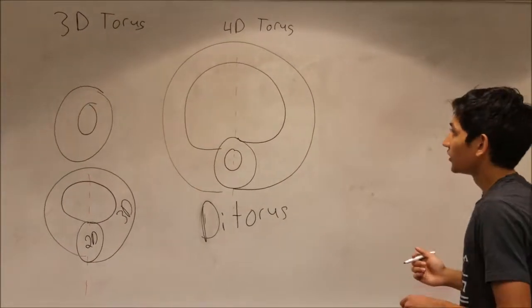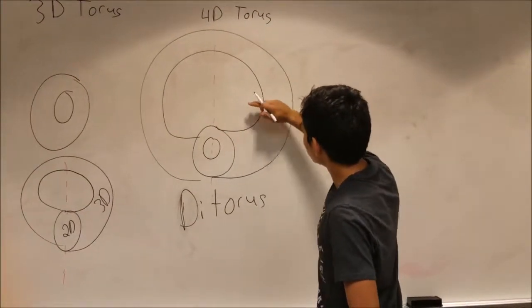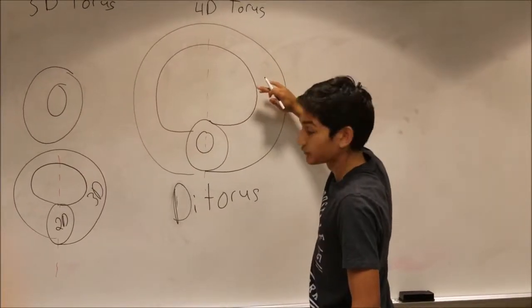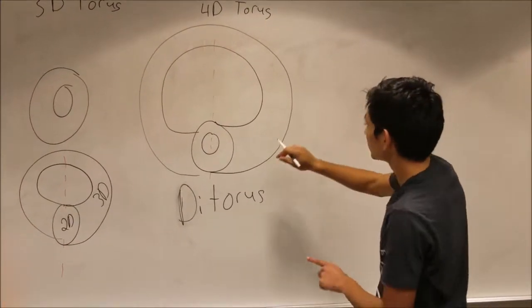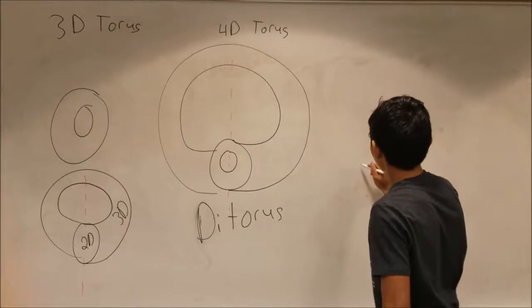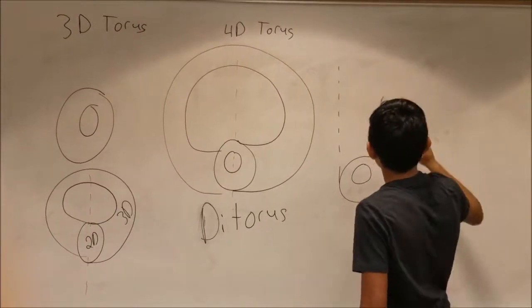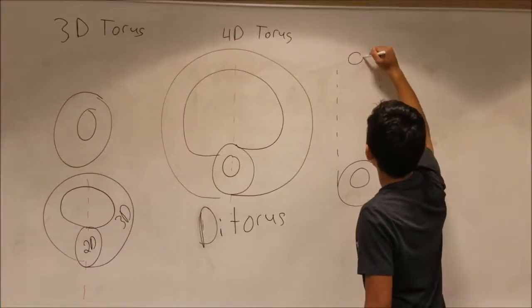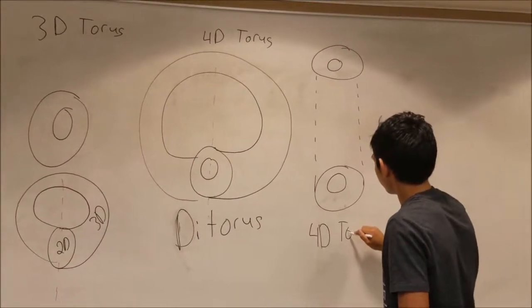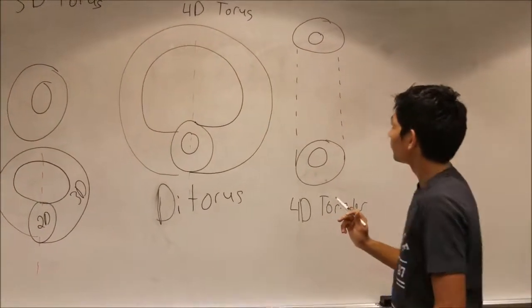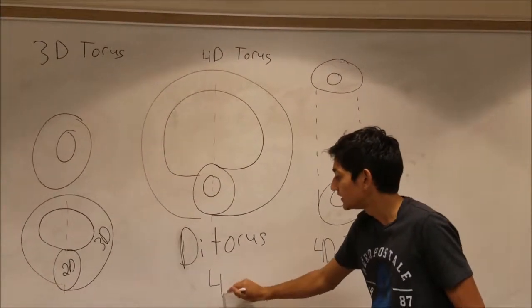In order to do that, we can break apart the ditorus. If you notice, if we similarly cut this along here, as we did with the regular torus, we can stretch this out into what seems to almost be a cylinder, but instead of being a cylinder, it has the base of a torus. So it has the base of a 3D torus that's extruded along a path. And this is what's called a 4D torrender. Now, if we can find the volume of this 4D torrender, we essentially have the volume of this 4D ditorus.